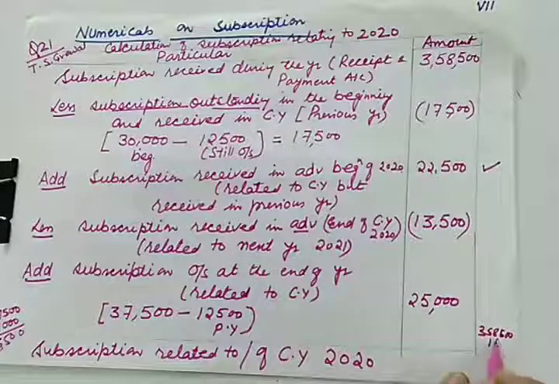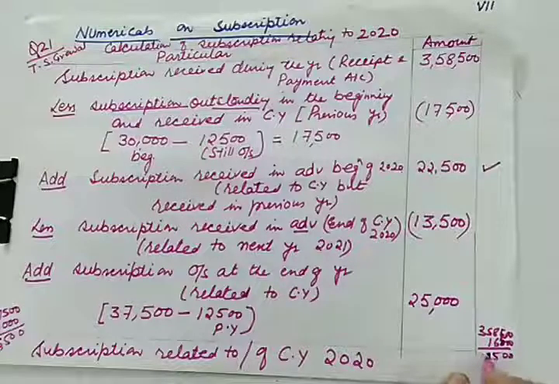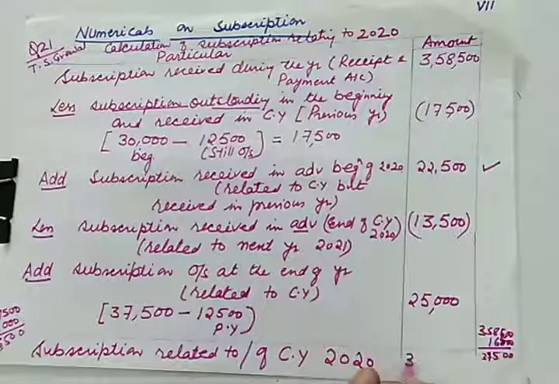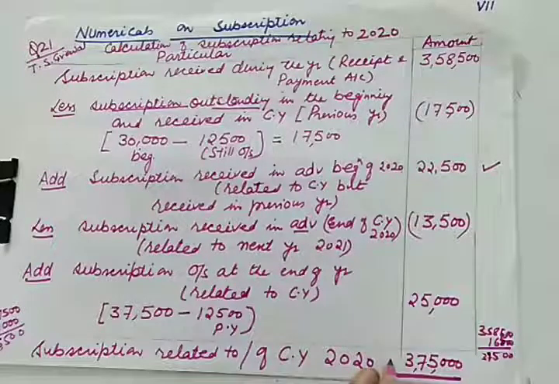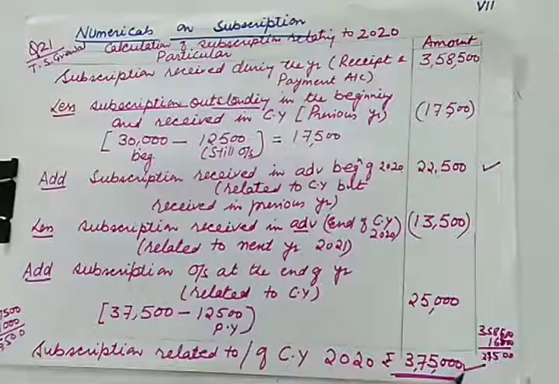3,58,500 plus 16,500. So this will be 375,000. So this is the amount of subscription which will be credited to income and expenditure account. I hope all these items are clear to you. So what is new in this particular question?